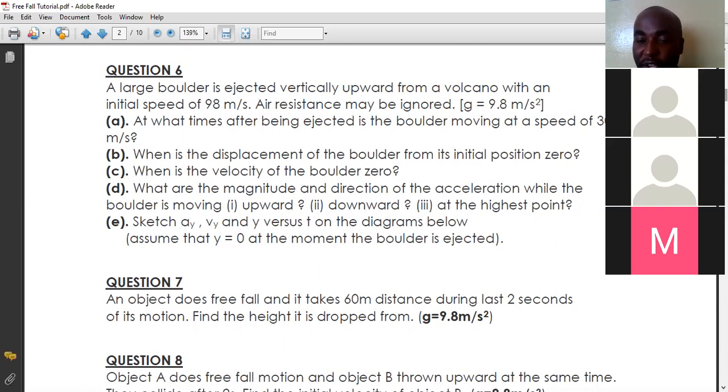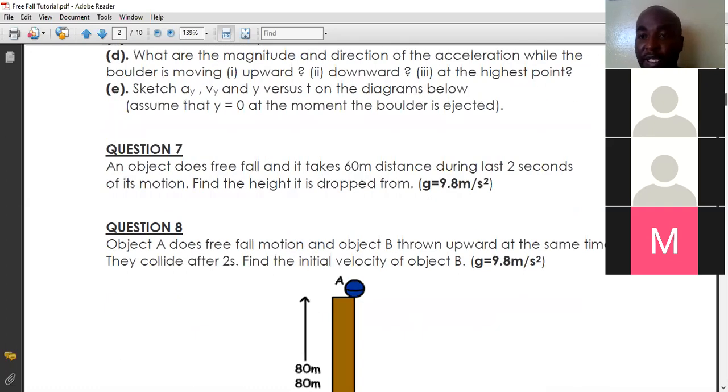So I'm going to pick 3 marks and 6 marks. Why? Because the acceleration is constant. So that's how it is. So we will go. So I'm going to go for the number. The question says, at what times? At what times? Meaning there are 2 times when the speed will be 30.